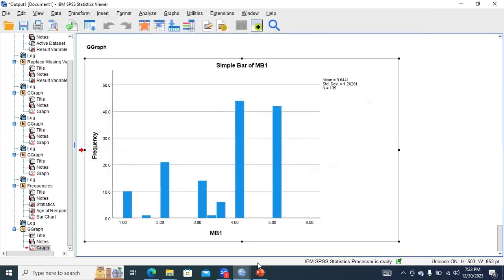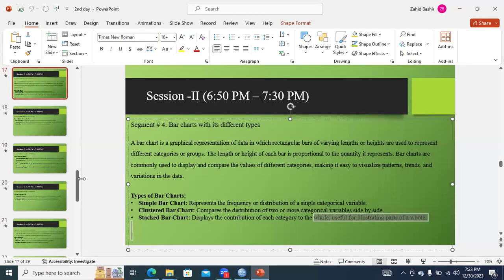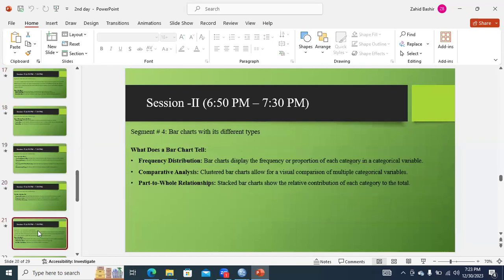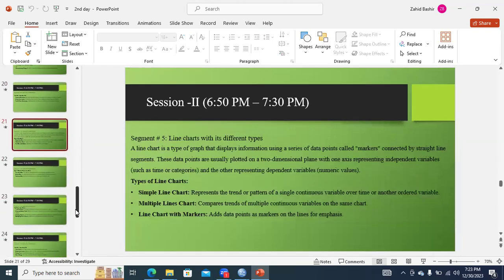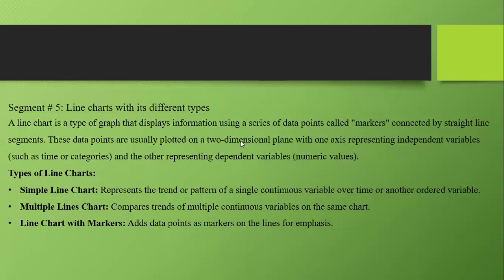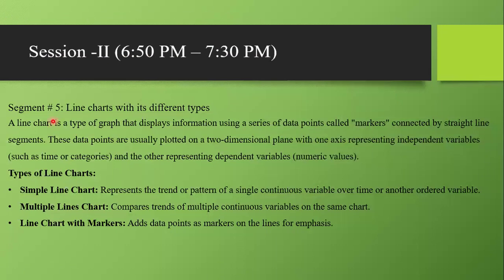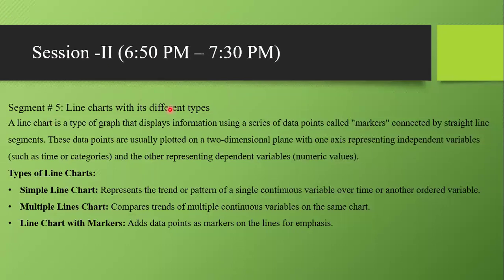Let's go towards the second category of the charts. We have discussed the bar charts. The second category is line chart. So we need to discuss the line chart with its different types. A line chart is a type of graph that displays information using a series of data points called markers connected by straight line or segment.